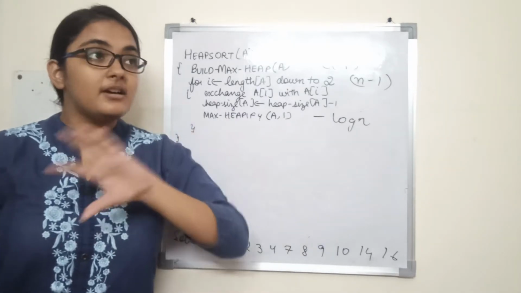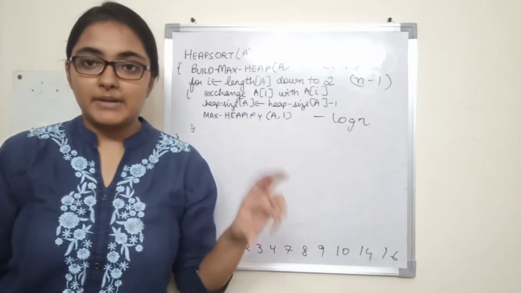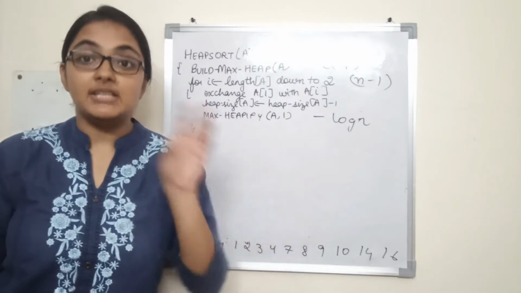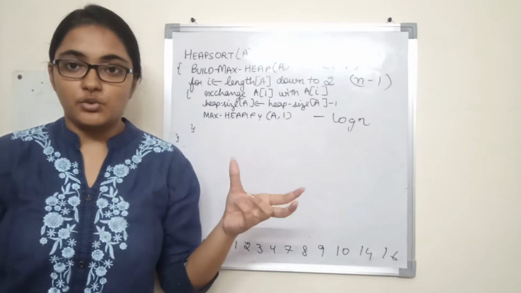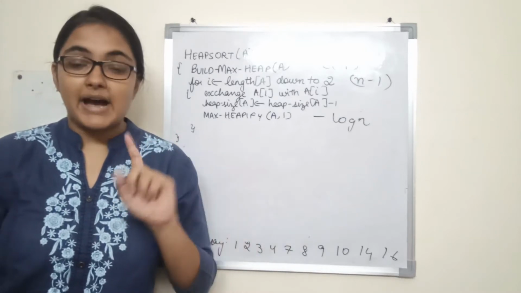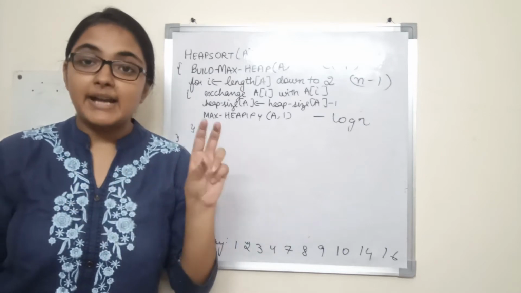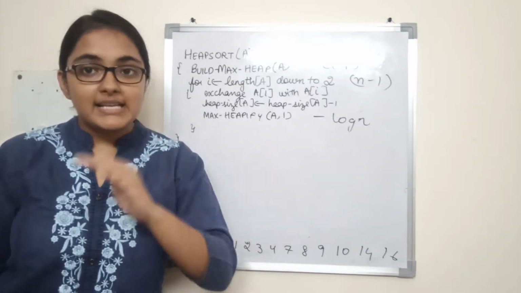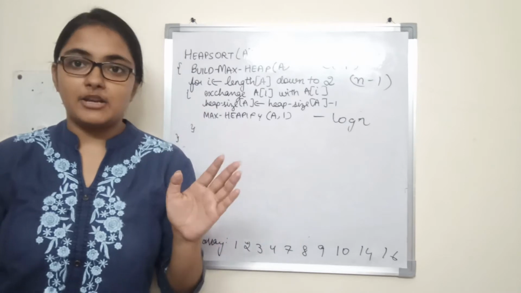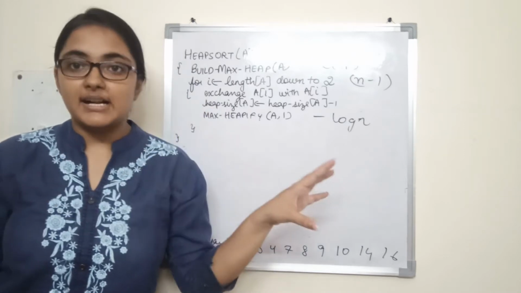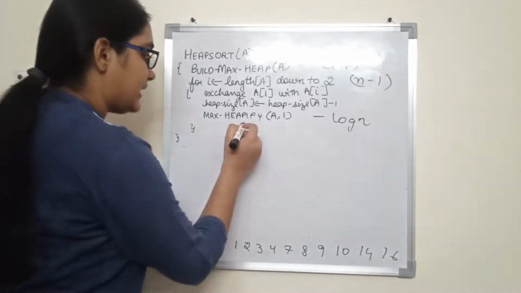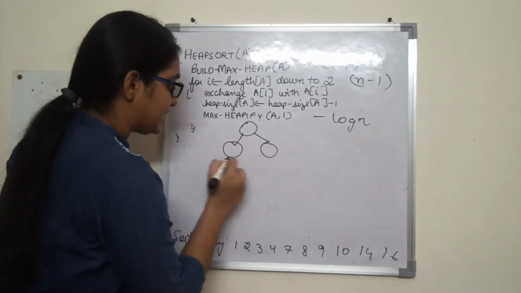Why? Because in an almost complete binary tree or a complete binary tree, the last n by 2 nodes are the leaves. The leaves are from n by 2 plus 1 to n, right? So almost n by 2 nodes will be leaves. When these are deleted, the height will still remain log n. Before all the leaves are deleted, the height will still remain log n. Let us see by taking an example.